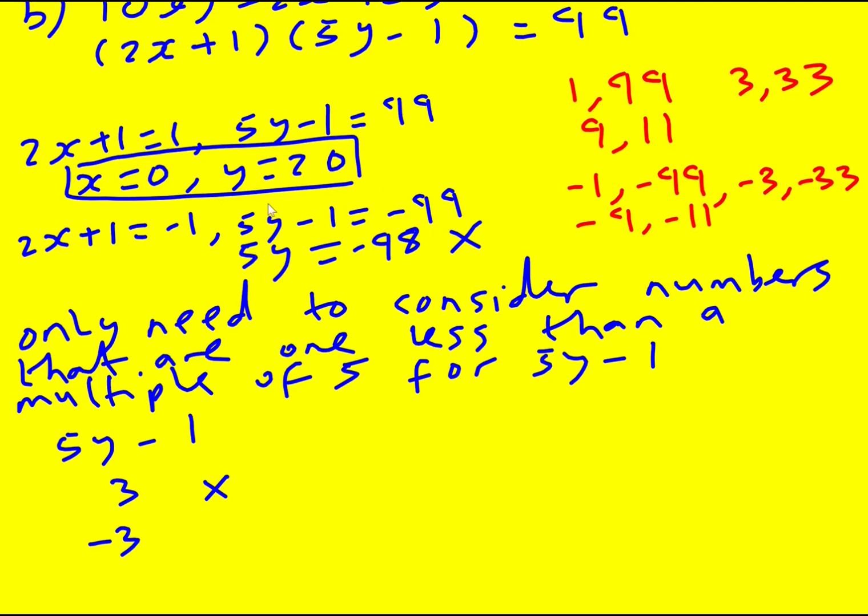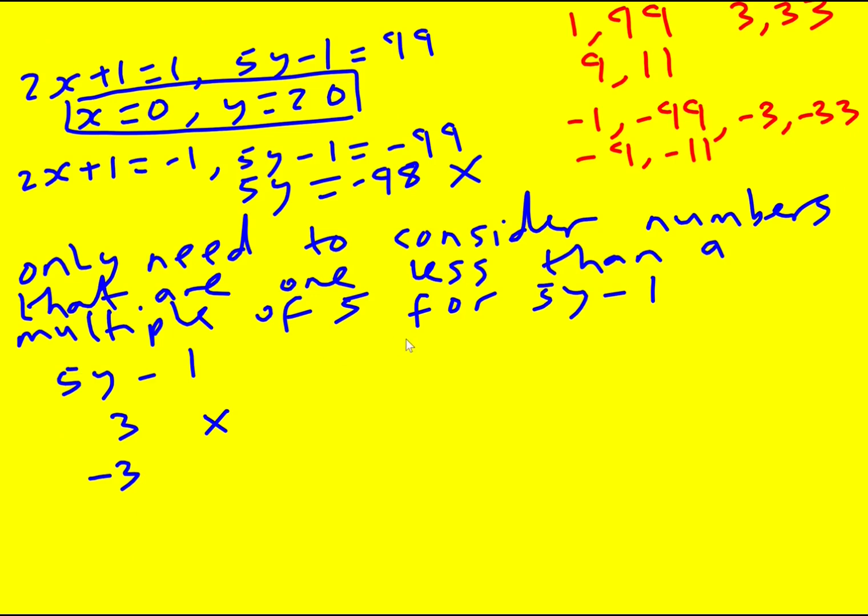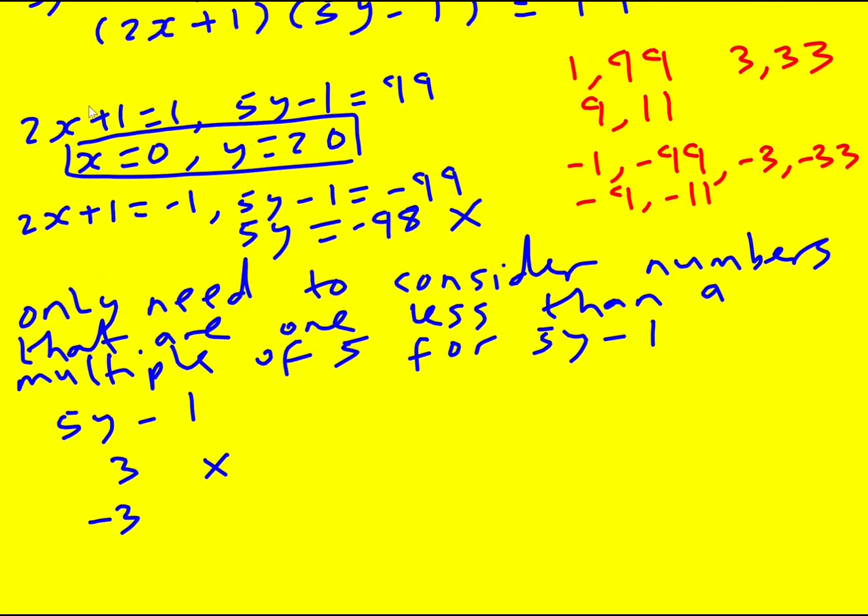Oh, have I swapped them? Oh, I haven't swapped them around yet. Sorry. Let me backtrack. Okay, we've got to make sure we get them all. That's the key thing. Right, 5y minus 1, we've set it equal to 99 and minus 99, but I haven't set it equal to 1 or minus 1.